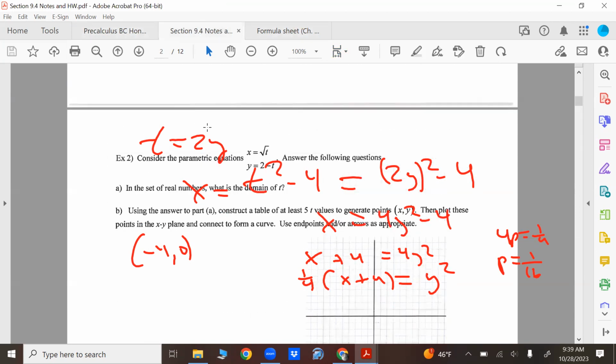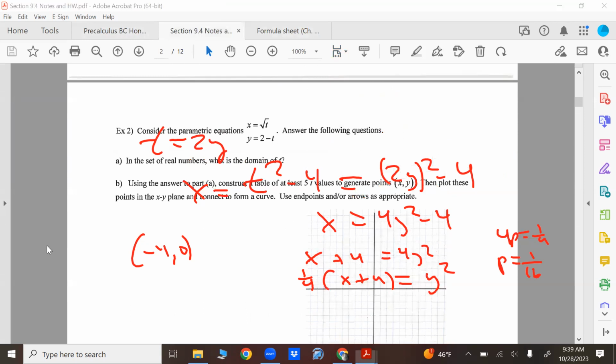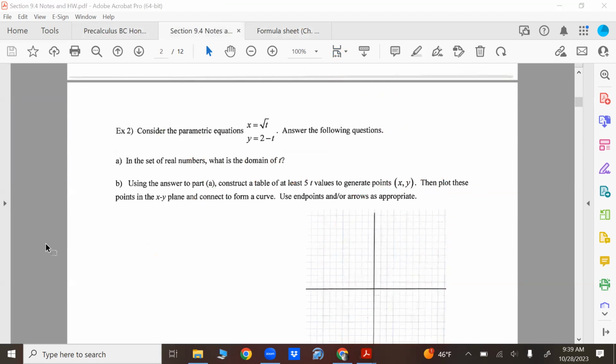We'll do the same thing again. So we got these parametric equations, and the set of real numbers was the domain of t. Well, clearly, t has to be positive, right? Cannot be negative, but it can be 0. So it would be 0 to infinity if we write interval notation.